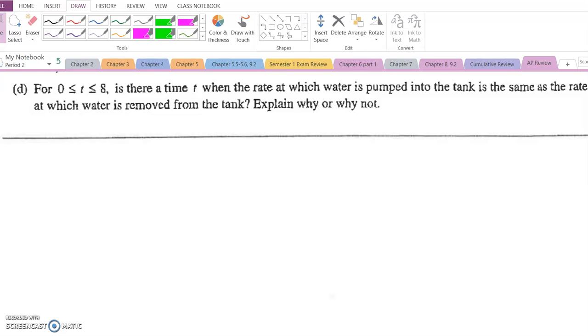Hi Calc AB. So here is page 58D. For 0 to 8, is there a time t when the rate at which water is pumped into the tank is the same as the rate at which water is removed from the tank? Explain why or why not.